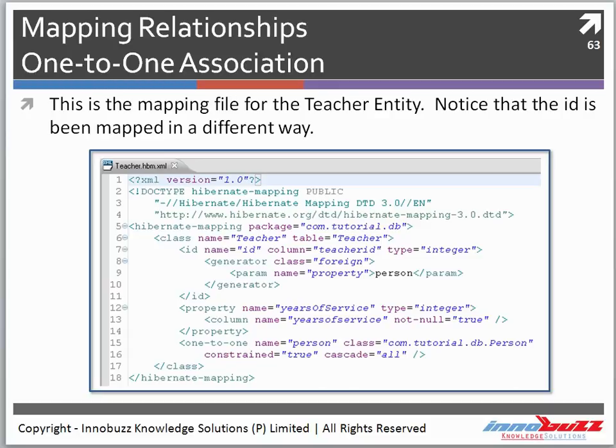On the relationship, we're establishing the name of the object, the class name, and additional properties. The constraint property specifies that a foreign key constraint on the primary key of the mapped table references the table of the associated class. The cascade option is set to all because we want all operations to be cascaded on the person entity. Also notice that the years of service attribute is being defined here.